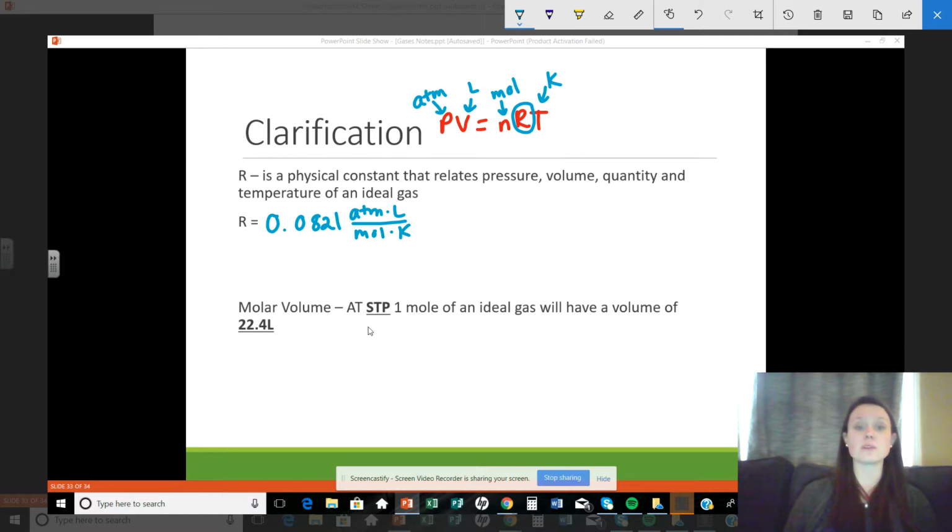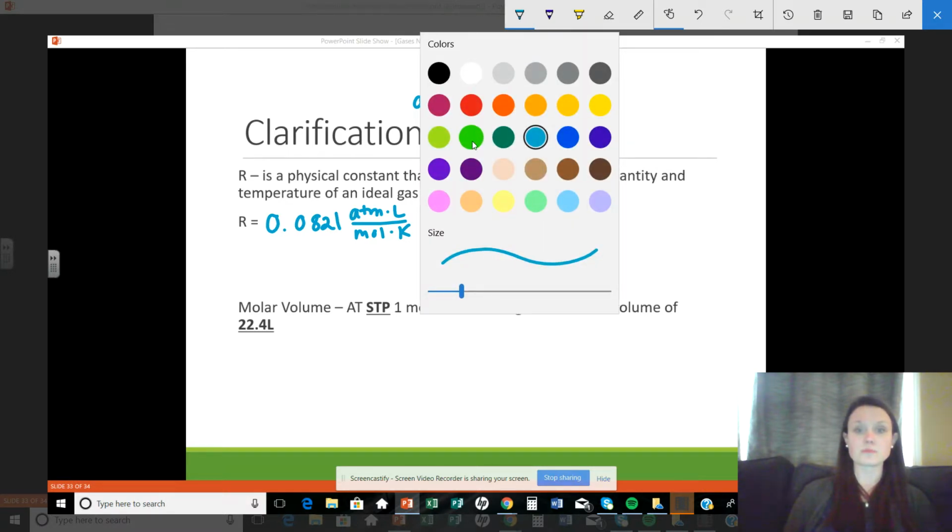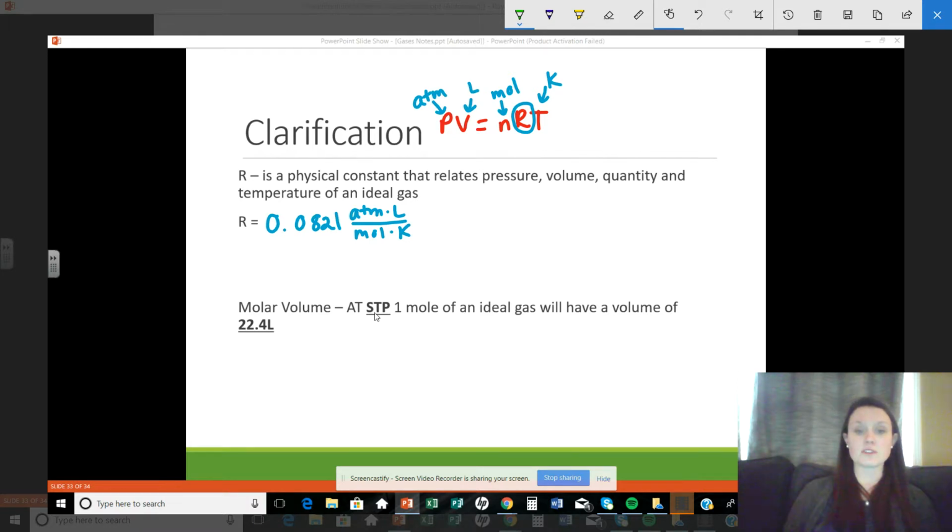Now I want to talk about what STP is and what this number 22.4 liters is. STP, we took notes on that way at the beginning of our unit. STP stands for standard temperature and pressure. The standard temperature is 0 degrees Celsius or 273 degrees Kelvin. Standard pressure is 1 atm.